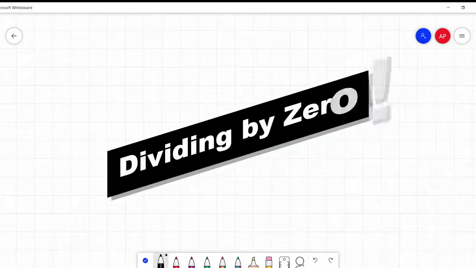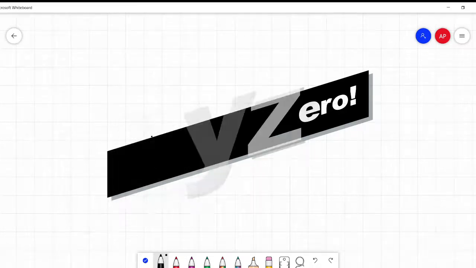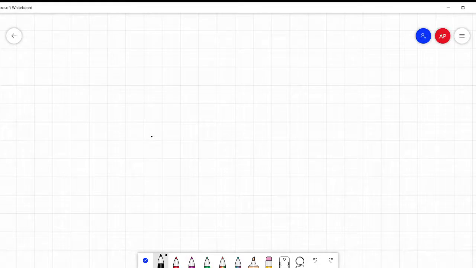Today is about dividing by zero. We're going to start this with just giving you the rule, then the explanation why, and then the reason why it's important to remember this fact for algebra. Okay, so very simply, very straightforward, here's the rule.